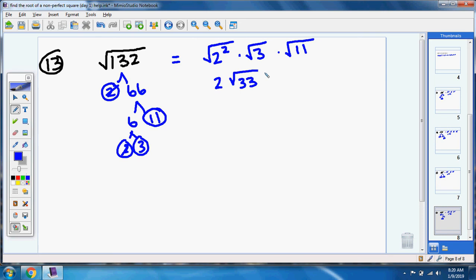Again, we don't know what the square root of 33 is, but it is the most simplified form that we're going to learn to use. And then later on, we'll learn how to do a decimal. This is actually easier work here than trying to find the decimal answer. That's why we start with it. All right, any questions? We good?